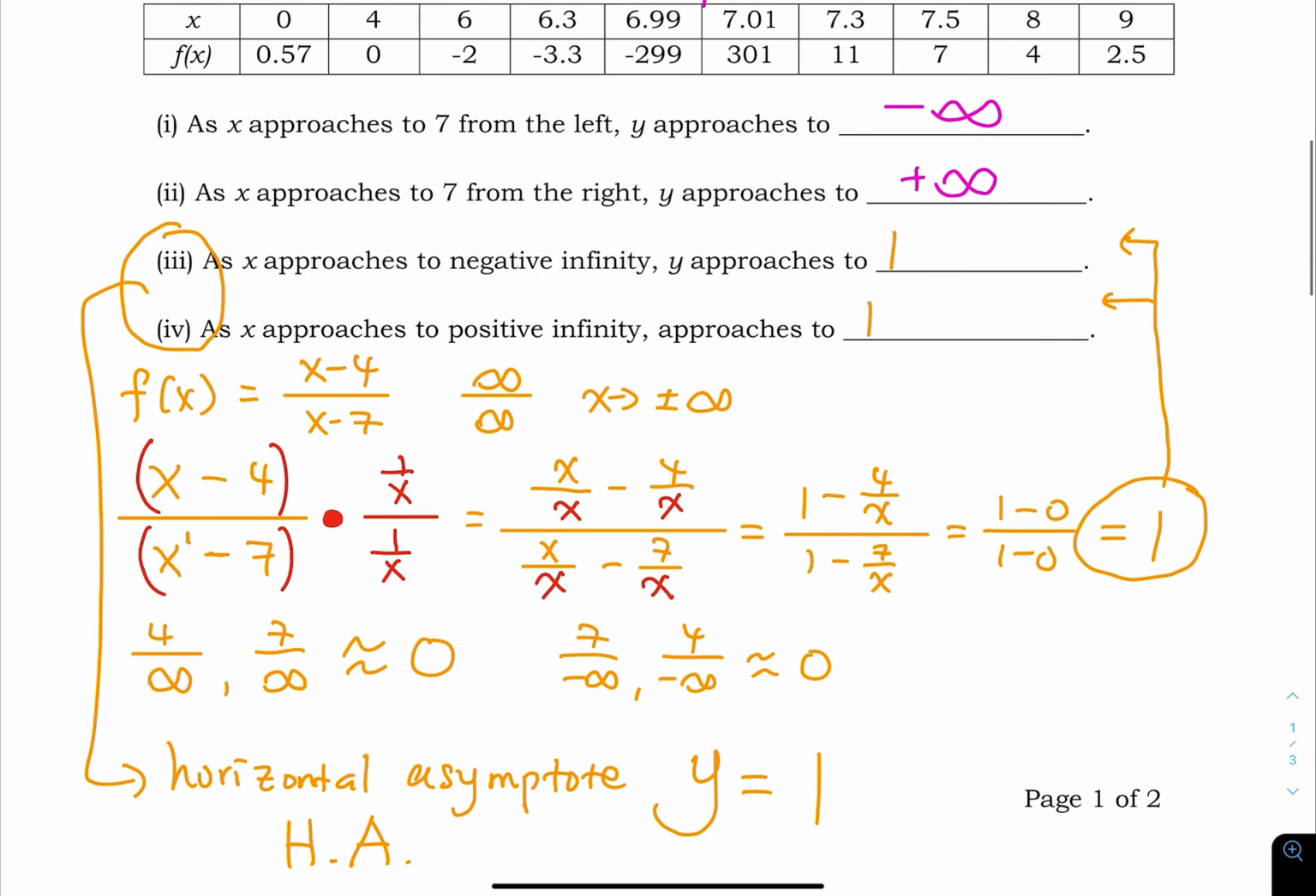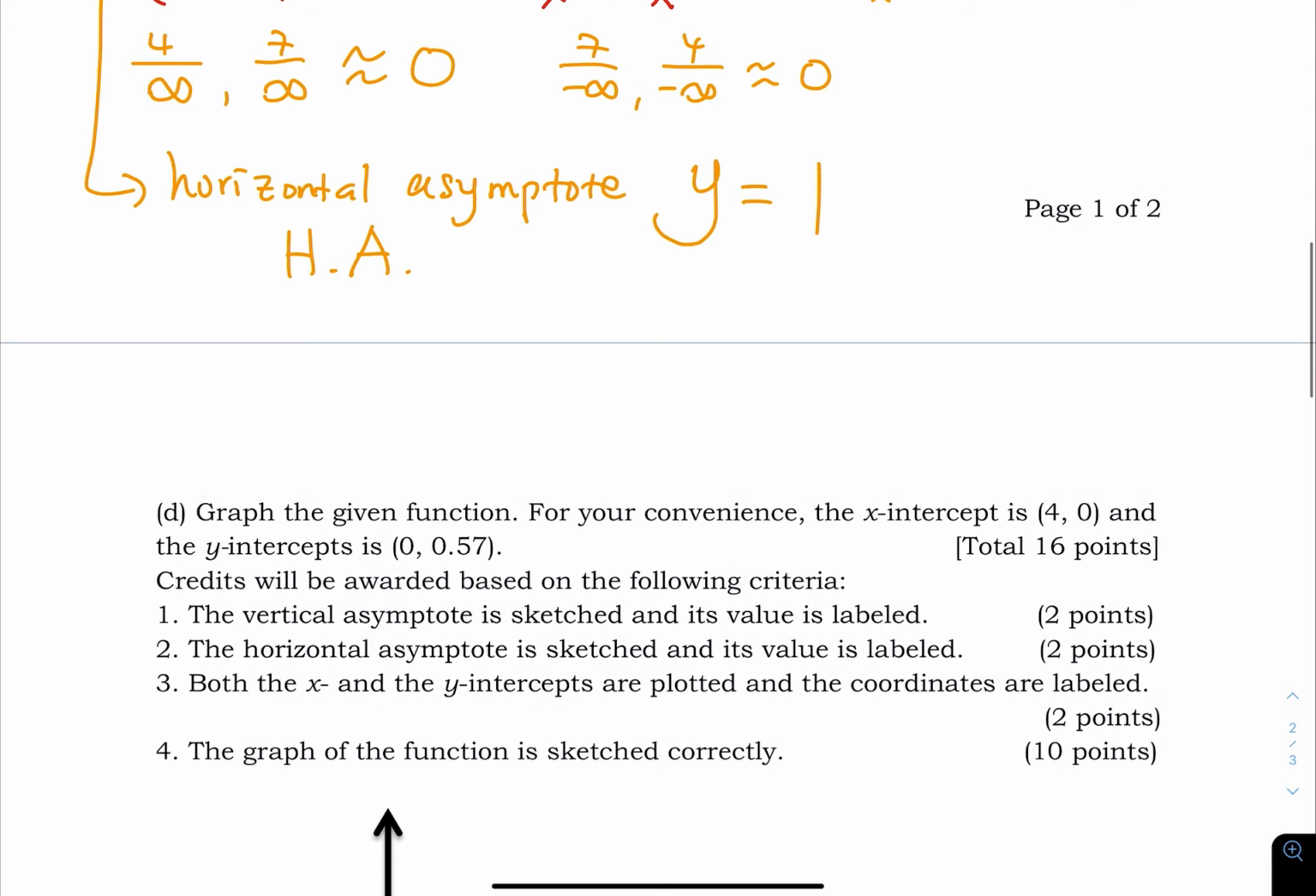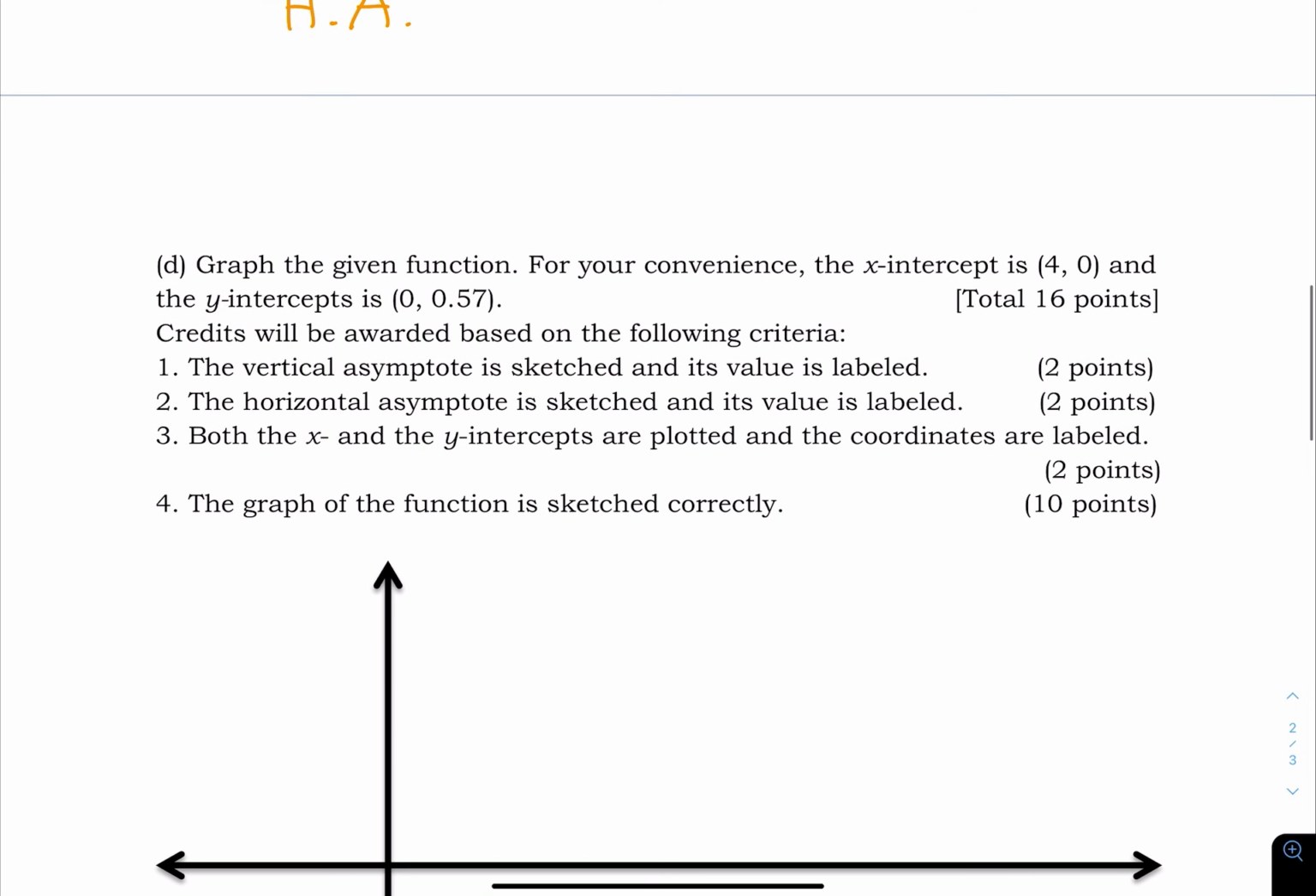All right, so I believe the next page will be asking me to just graph all of them, right? So what do we have so far? We have a vertical asymptote at 7, a horizontal asymptote at y equals 1, and x cannot equal 7. I believe the next page is the graph. Yup. So graph the given function. For your convenience, I got the x-intercept and the y-intercept. Good. And then credits will be rewarded based on the following criteria: vertical asymptote, sketch, label, horizontal asymptote.